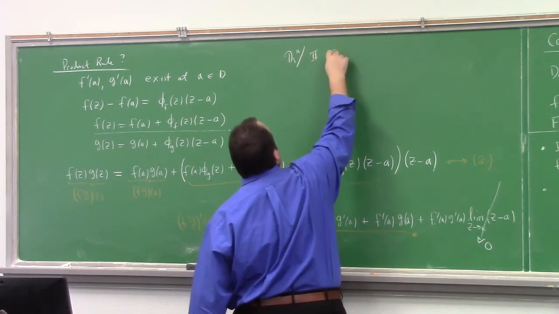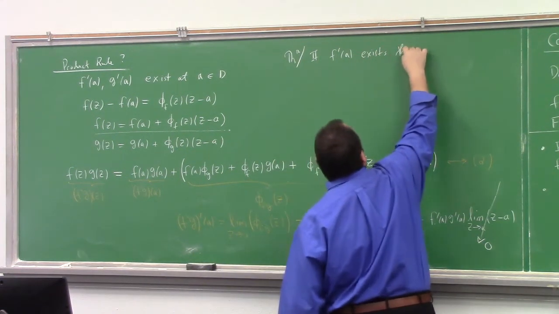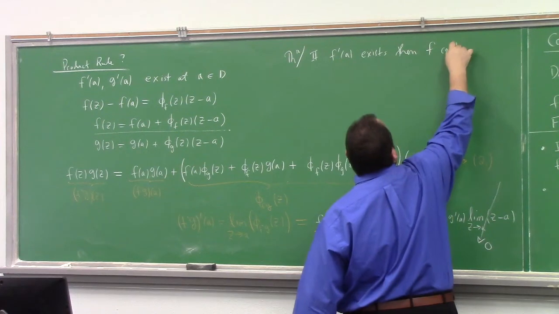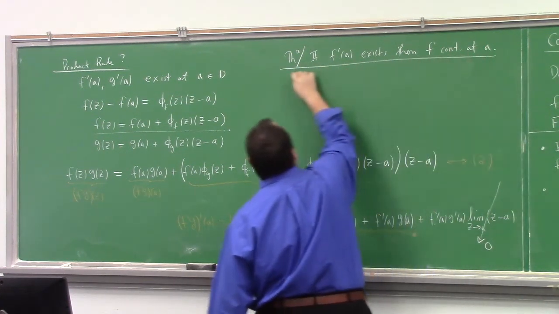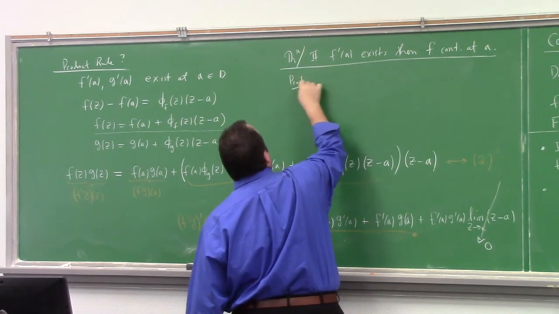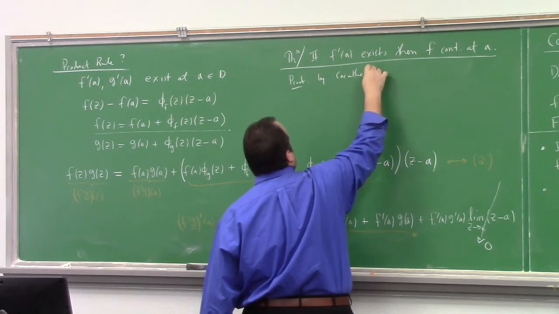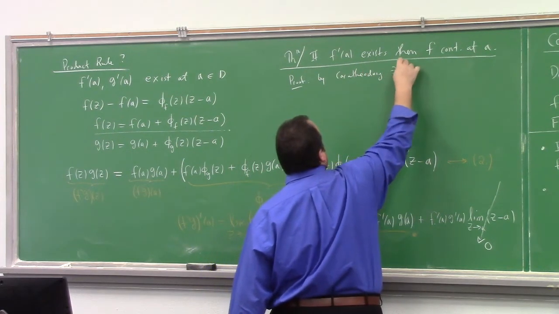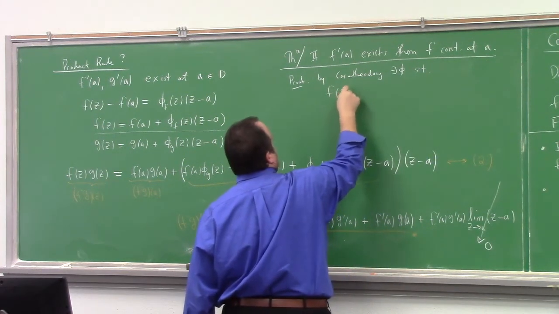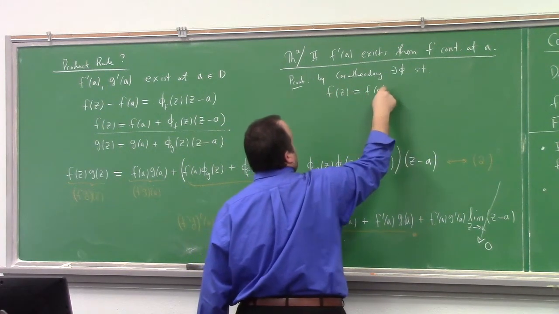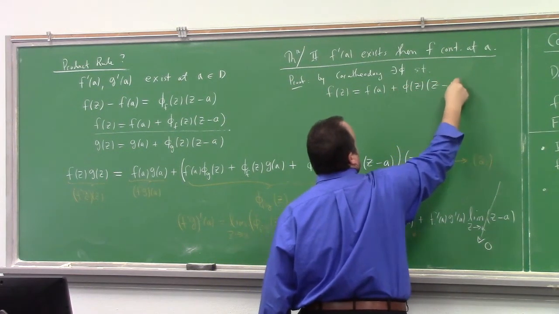If f prime of a exists, then f is continuous at a. Proof. By Caratheodory, there exists phi such that f of z is equal to f of a plus phi of z times z minus a, right?